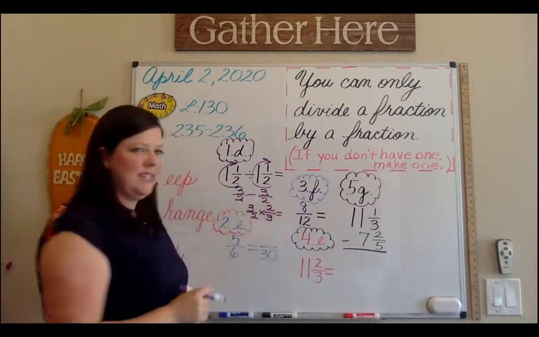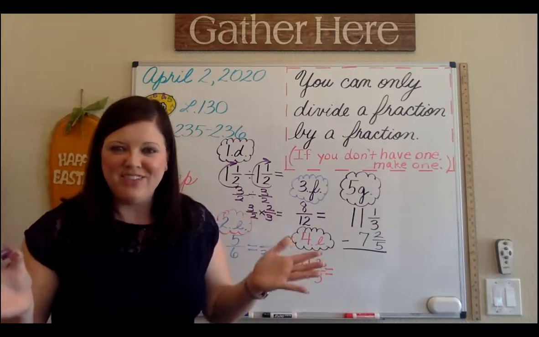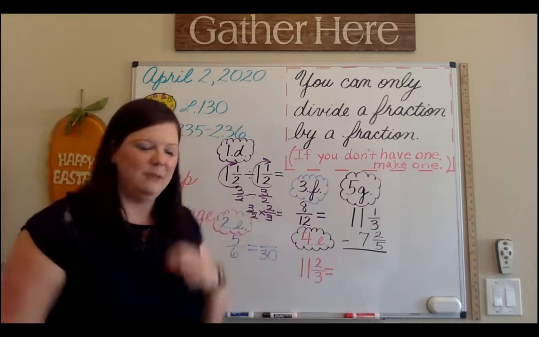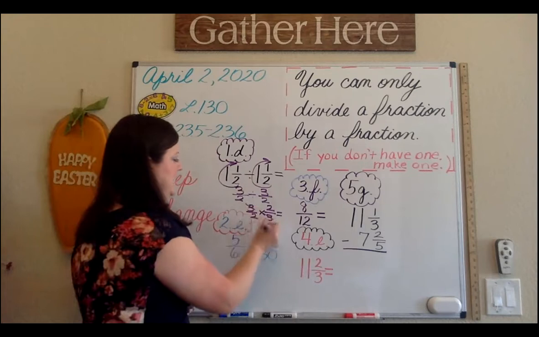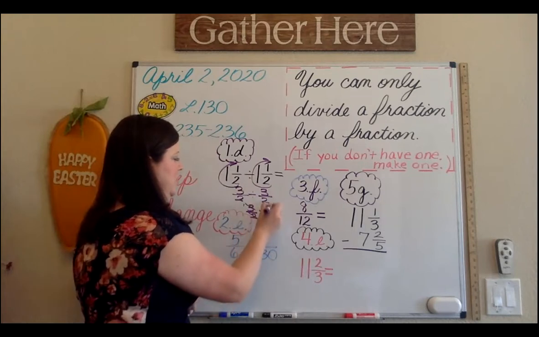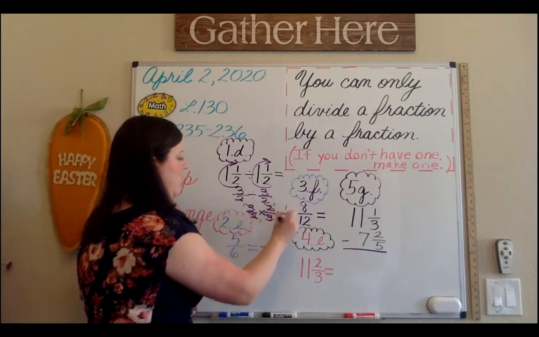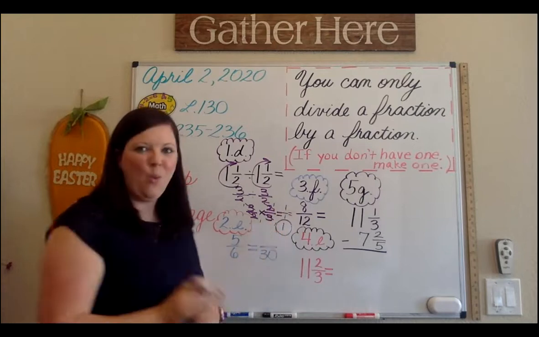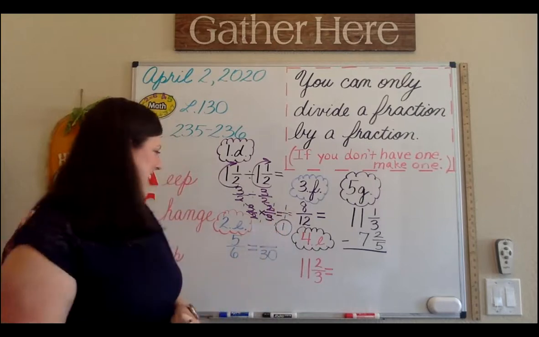Are you seeing what I'm seeing? We can cancel everything. Everything will become 1. 3 divided by 3 is 1, and 2 divided by 2 is 1. 1 over 1, and that equals 1 whole. Circle that as your answer.